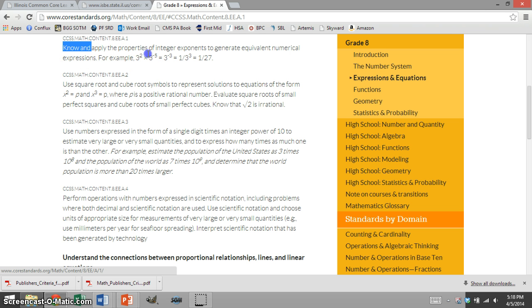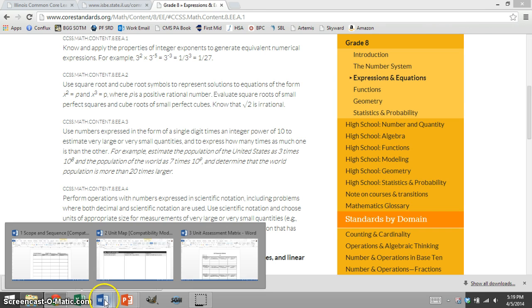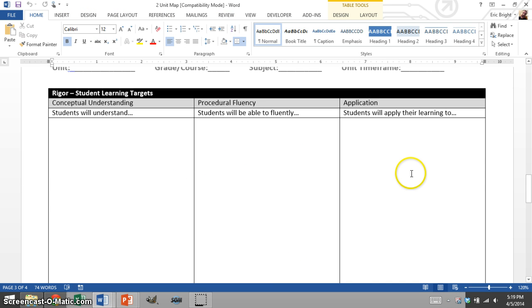So if I'm thinking about this standard right here, properties of integer exponents generating equivalent numerical expressions, then the next step is, well, where does that fit on this map? Is that a conceptual understanding issue? Is that a procedural fluency issue, or is that an application? Well, it's obviously going to be a procedural fluency because they're going to have to generate equivalent expressions. Okay, so it's probably going to fit in this procedural fluency category pretty heavily. There's also going to be some understanding what the exponents mean, but that's been connected prior to this. They've had some exposure to exponents at this point, and we're firming up that process.